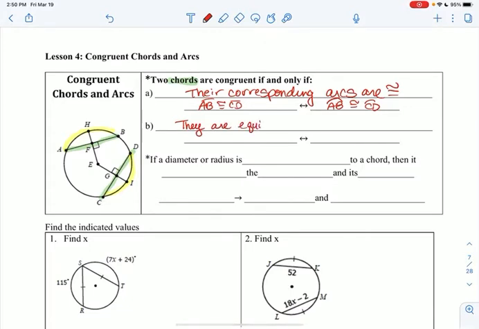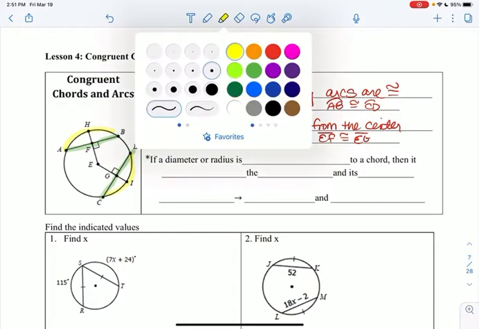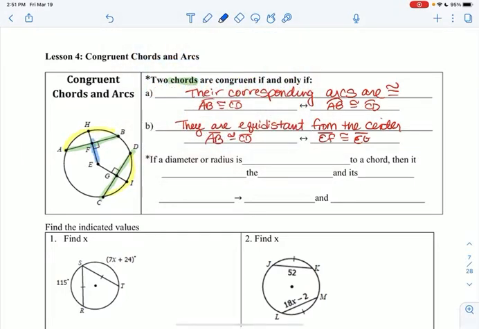equidistant, that means the same distance, if they are equidistant from the center. So AB, again, is congruent to CD, if and only if they're the same distance from the center. So if I have EF is congruent to EG, and let me do that in blue. So basically, if the distance they are from the center is congruent, then those chords also have to be congruent.